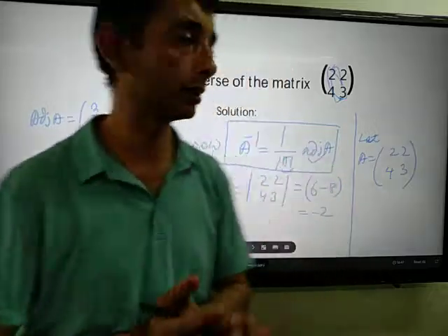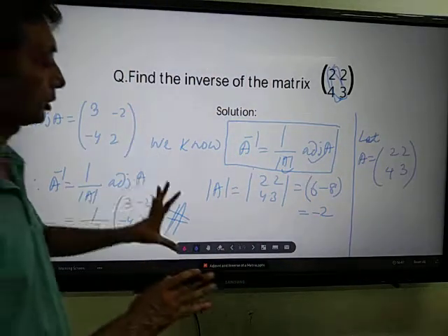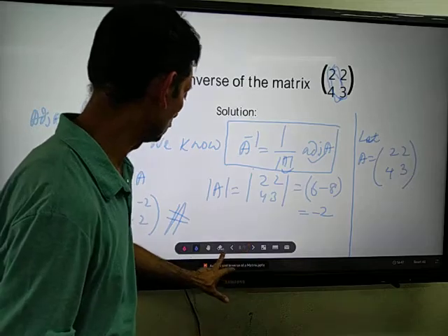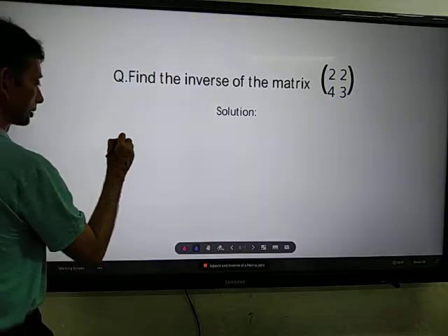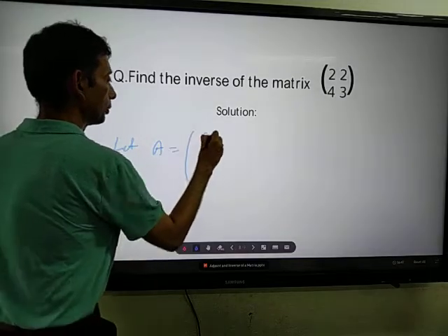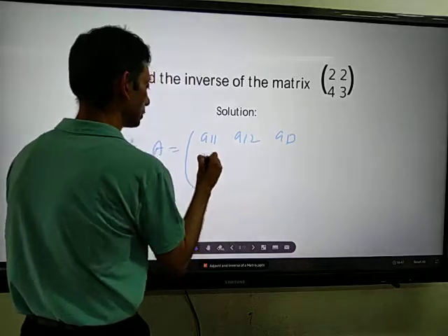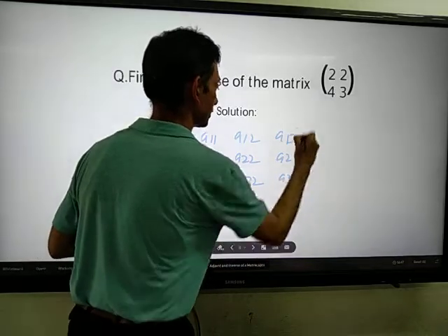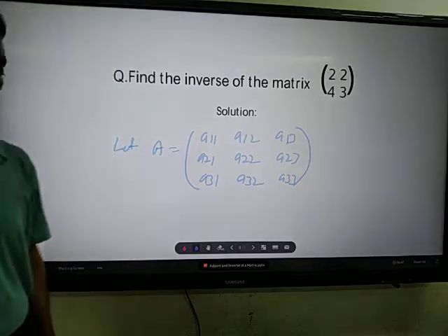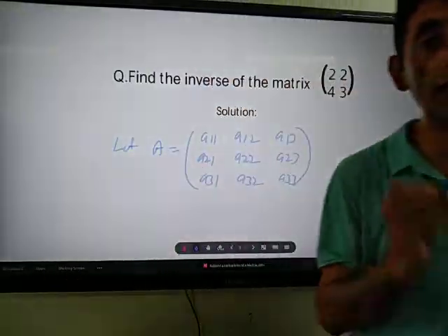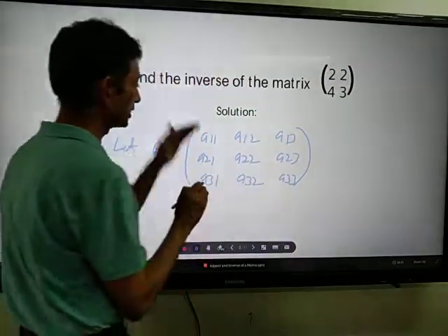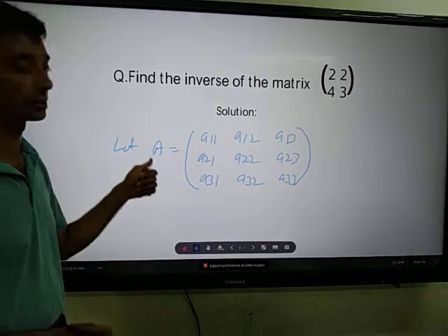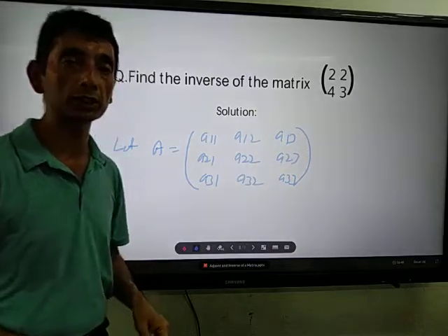In case you want to find the inverse of a 3 by 3 matrix, the method will be exactly the same. If you take a 3 by 3 matrix with elements A11, A12, A13, A21, A22, A23, A31, A32, A33, and we are asked to calculate the inverse of this matrix, 9 elements are there. You need to calculate the adjoint of this matrix. It means you need to calculate the cofactor of all 9 elements. Since there is no shortcut method to calculate the adjoint of a 3 by 3 matrix, each and every element's cofactor you need to calculate separately.